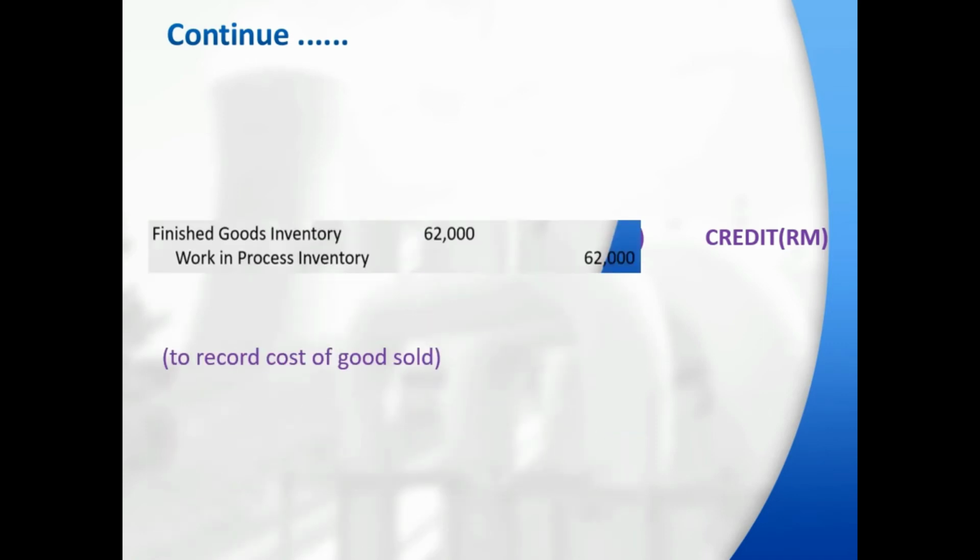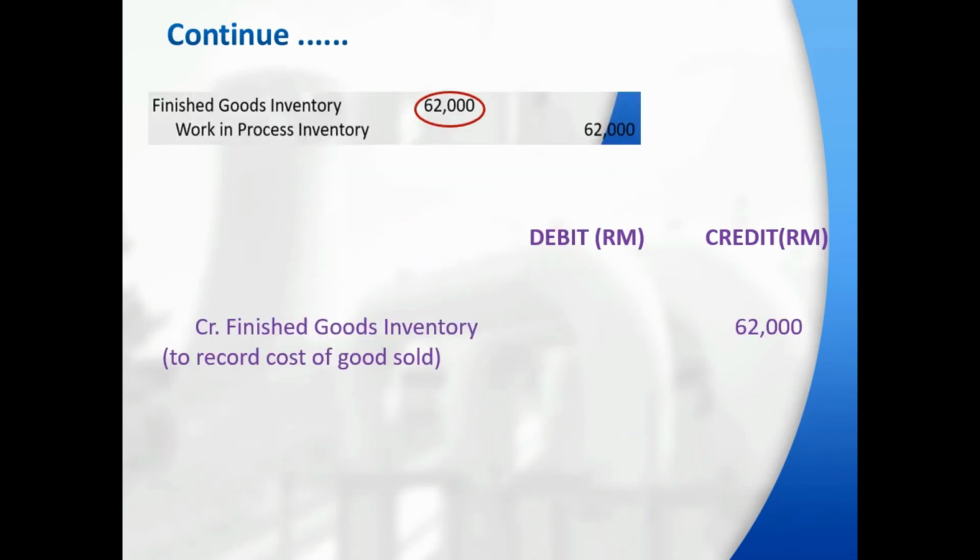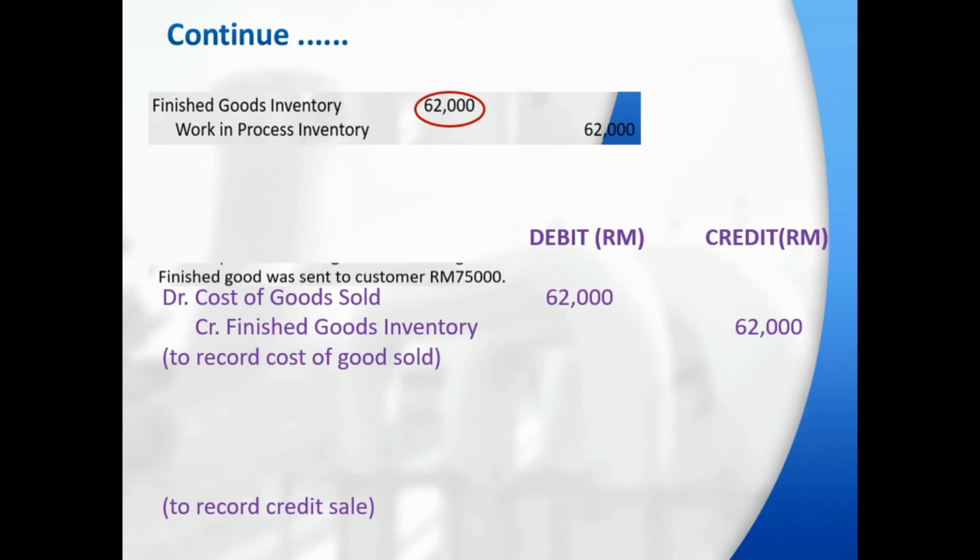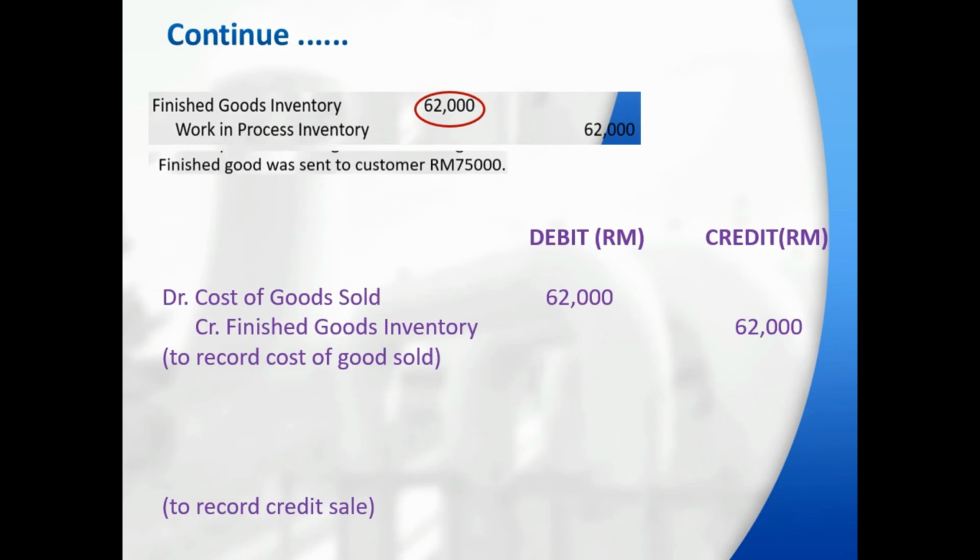Next, to record goods sold, there are two journals you have to prepare. First, to record cost of goods sold. Because Syarikat SSB has sold all the finished goods, we have to credit finished goods inventory 62,000 and debit cost of goods sold 62,000. Second, to record credit sale, refer to equation. Finished goods was sent to customer, 75,000 ringgit. So, debit accounts receivable 75,000 ringgit and credit sales 75,000 ringgit.